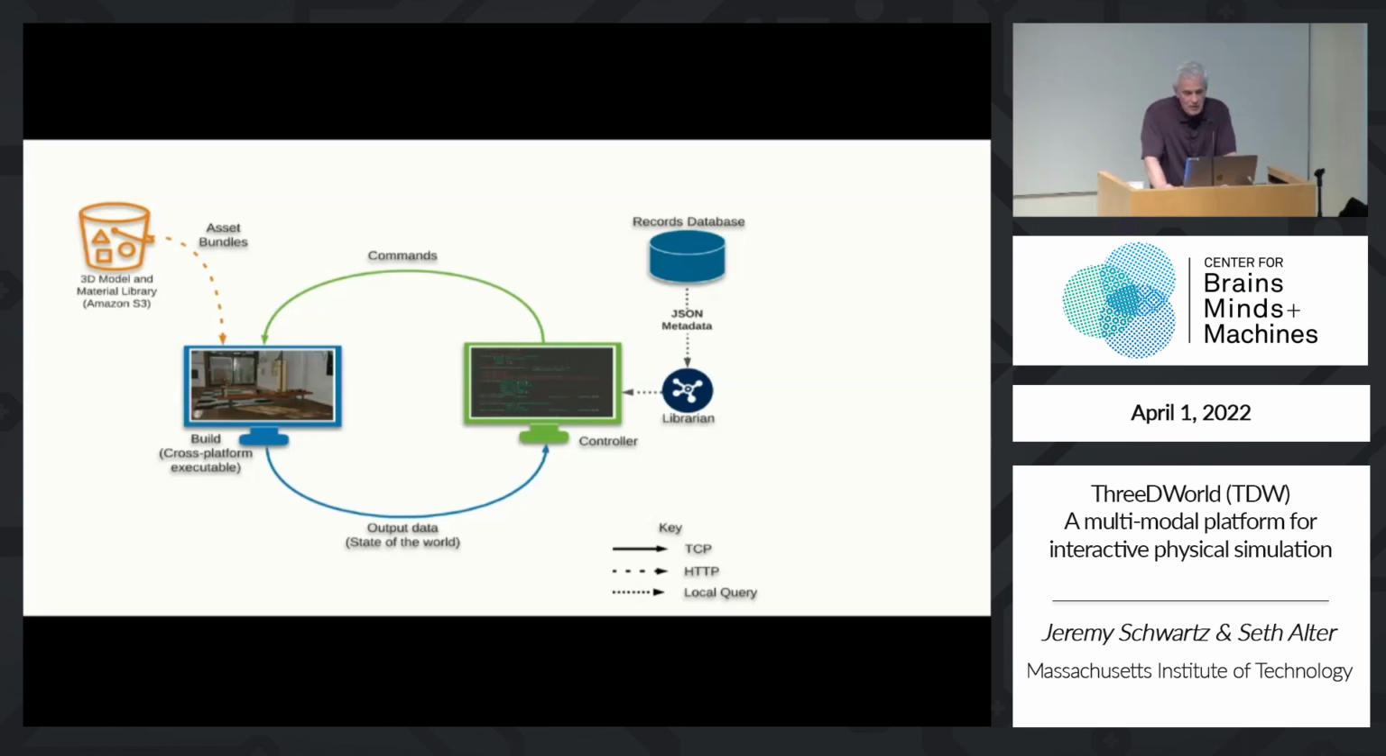The second key component is a JSON records database, which is stored locally. The database contains all model and other metadata used by TDW. A set of librarians, which are basically Python wrapper classes, handle the querying of these metadata records at runtime by the controller.